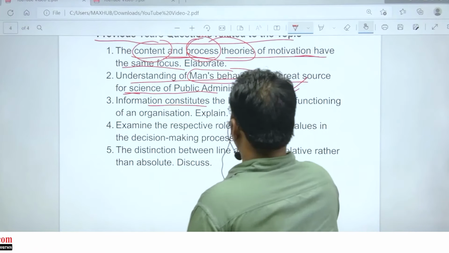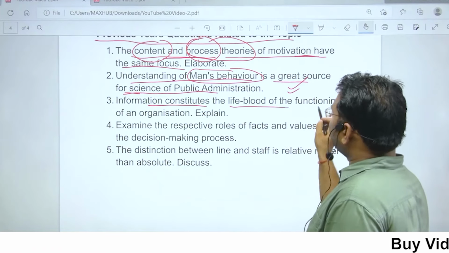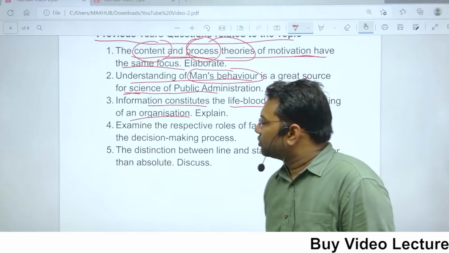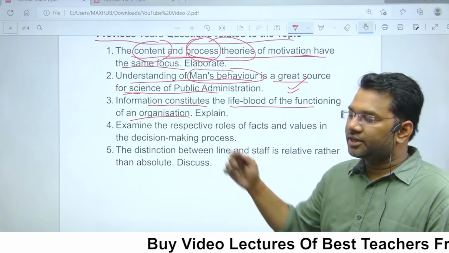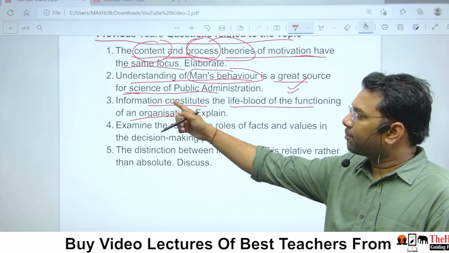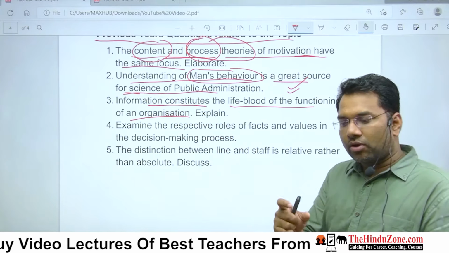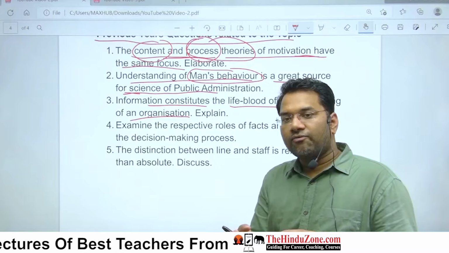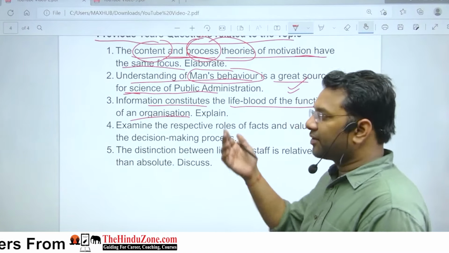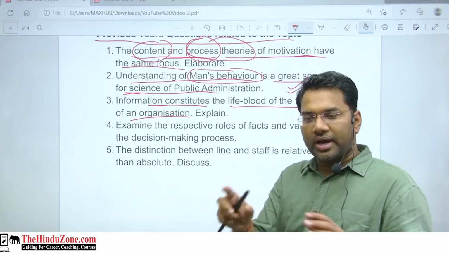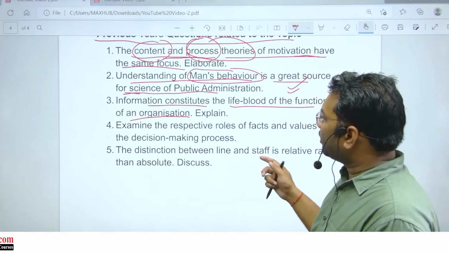Then information constitute the lifeblood of the functioning of the organization. So we will be talking about this organization. This question is from the organization topic. You will be talking about the importance of information, and you will be discussing all the functions, the role that information can play from the very top level to the lower level, और आप पूरी hierarchy के बारे में बात करोगे that how information plays a role.